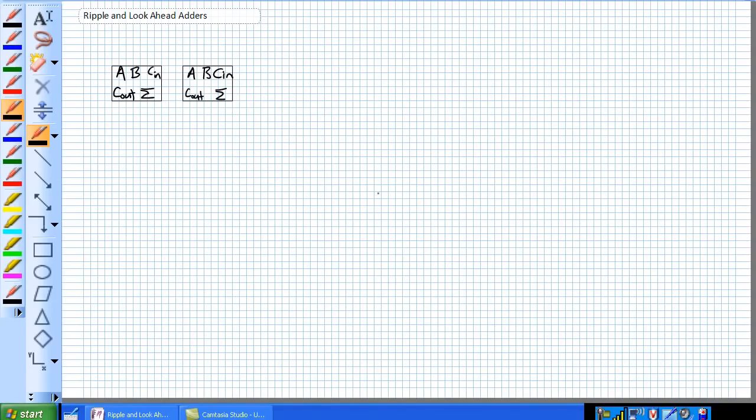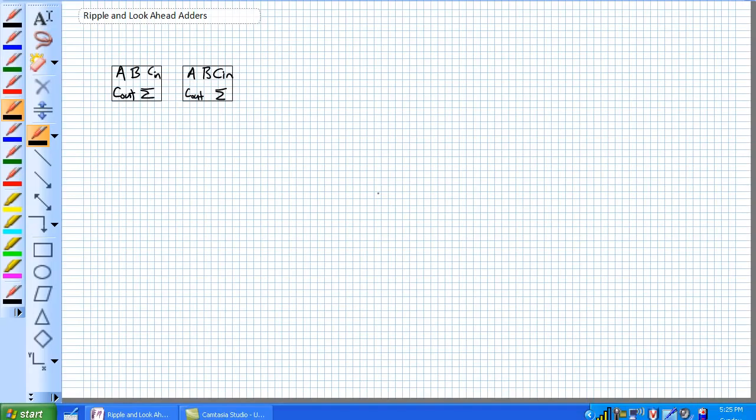Okay, today we're going to discuss in a little bit more detail the ripple versus look-ahead adders. If you remember our last discussion with adders, I just said, okay, look-aheads just look ahead. And I know that some of you out there in Nerdland were like, oh my gosh, tell me how, tell me how. Okay, here it is. This is how it's done.